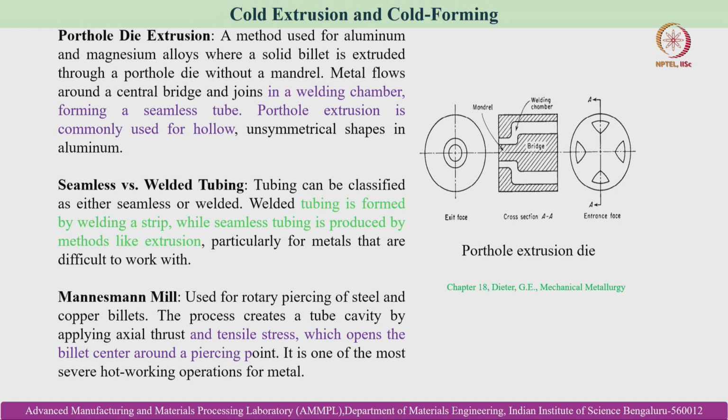Okay. So now, porthole die extrusion. It is a method used for aluminum and magnesium based light alloys, where a solid billet is extruded through a porthole die without a mandrel. The metal flows around a central bridge and joins in a welding chamber, forming a seamless tube. Porthole extrusion is commonly used for hollow unsymmetrical shapes in aluminum alloys. And seamless versus welded tubing. Tubing can be classified as either seamless or welded. Welded tubing is formed by welding a strip, while seamless tubing is produced by methods like extrusion, particularly for metals that are difficult to work with.